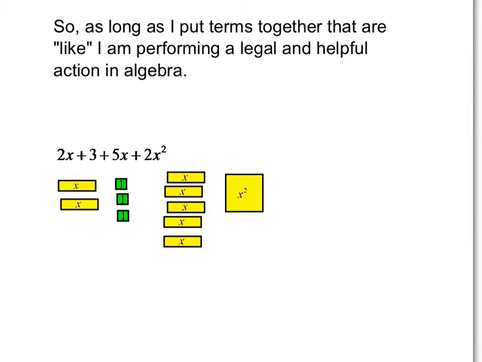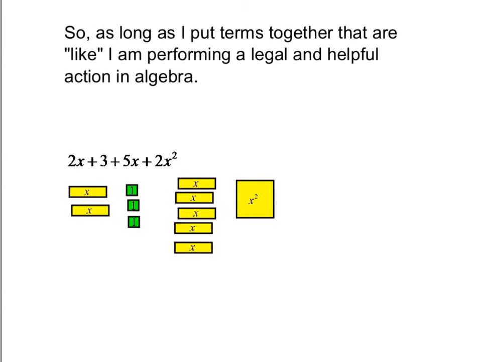So long as I'm putting together terms that are like, again, that means same variable taken to the same power, I'm performing a legal and helpful action in algebra. So the task when you see an expression like this one, 2x plus 3 plus 5x plus 2x squared, what I can do is not what we did in the last mini unit, which was to give you the value of the variables and find out what all this equals. In this case, I'm going to simplify the algebraic expression.